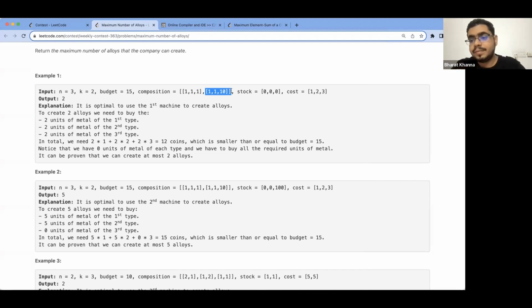One machine's answer won't be impacted by the other machine. Does this make sense? That whatever is the maximum alloys we can make with one machine, that does not impact whatever we are making with the other machine, right? There is no connection between them. They are just two separate things altogether. Yes or no, everyone? है ना? एक मशीन जो आउटपुट दे रही है, that depends upon its composition, stock, cost, and budget. That's it. But it doesn't depend upon what other machines are there in the system, right?